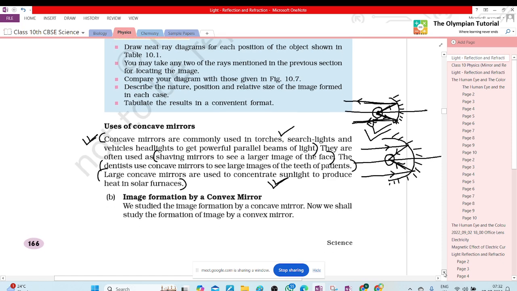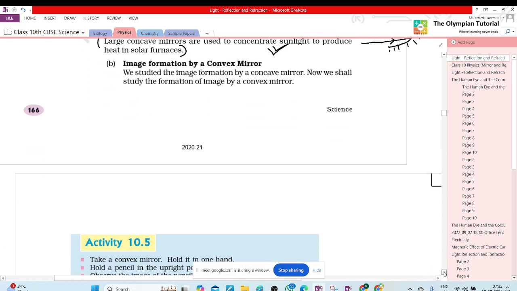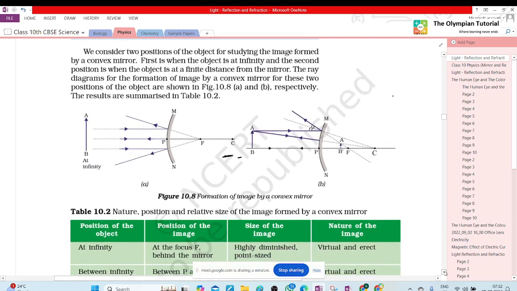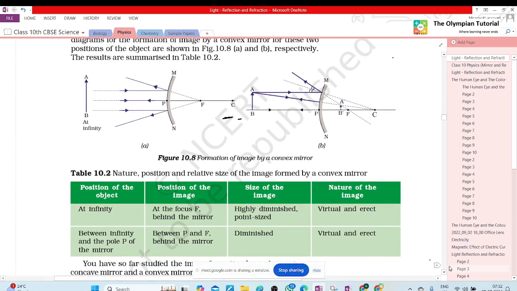Are you completely okay with it? Yes, ma'am. Image formation by convex mirror. Tanya, for a convex mirror, we have only two conditions. In these two conditions, if the object is at infinity, the image is formed at focus behind the mirror. This one is highly diminished and point sized. Okay? Yes, ma'am. Virtual and erect. This is the condition for the convex mirror that the image will always be virtual and erect.